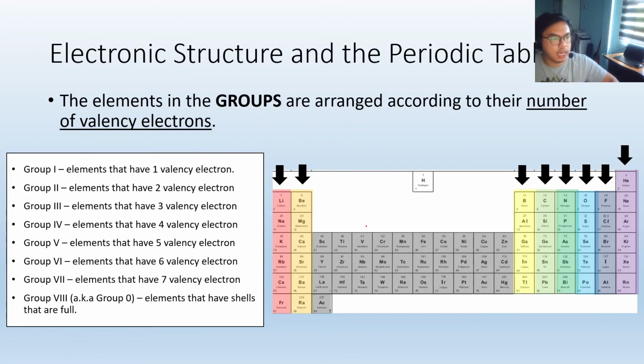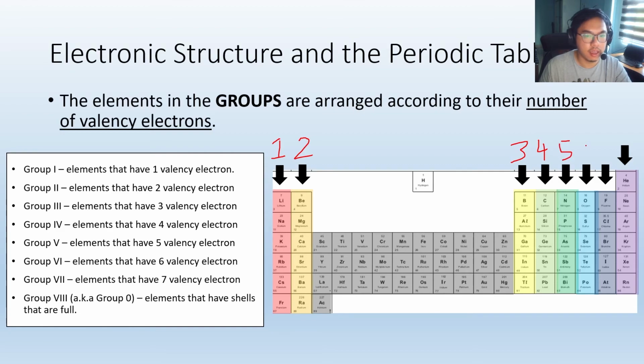Okay, so the other thing that you need to know is how can you tell the group number of an element. This is the periodic table. You can see here, this first one is group 1. This is group 2. This is group 3, 4, 5, 6, 7, and 8. So the ones in the middle here, they don't have a group number, so don't worry about that. You can look at the valency electron, and that will tell you the group number of that element.